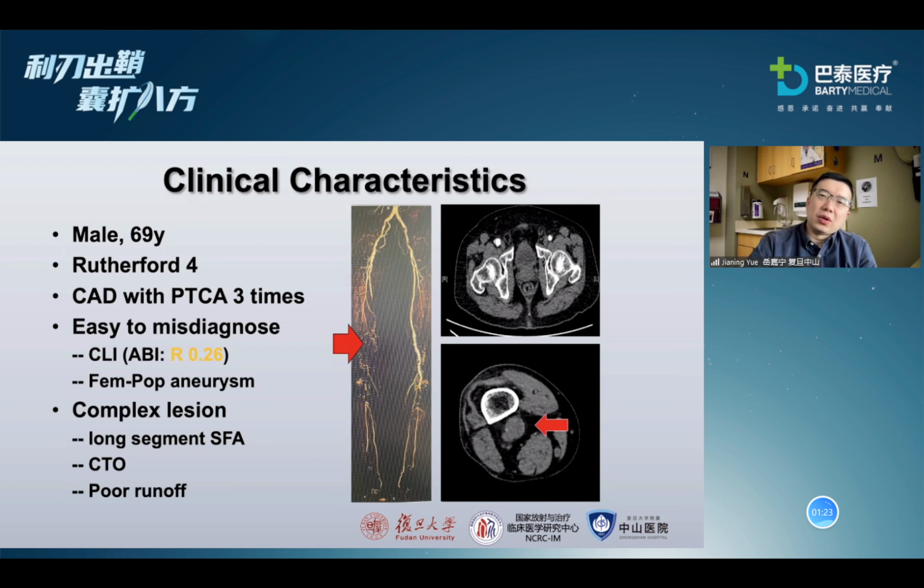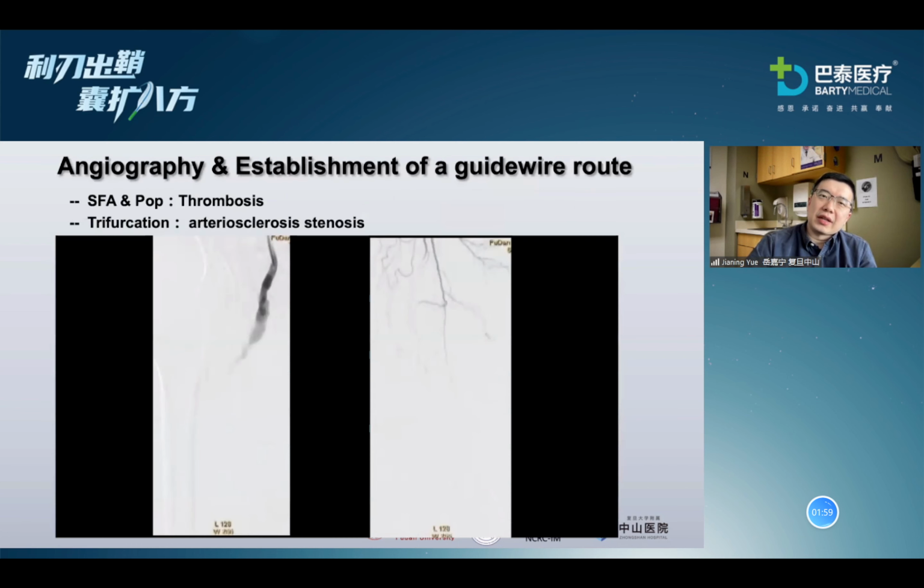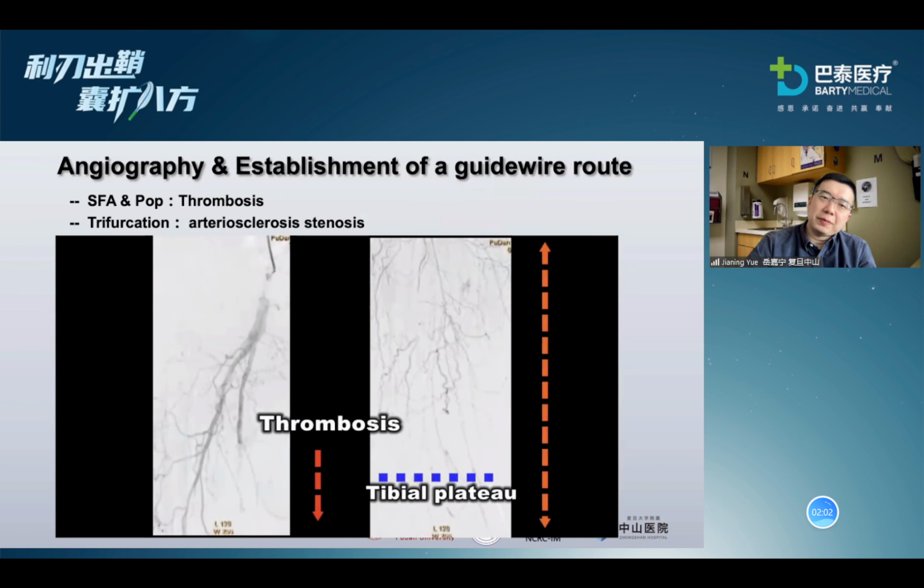And we looked at the cross-section. We found that there's a FemPop aneurysm, not very big, and there's thrombosis. Our judgment is that there's no big aneurysm with thrombus dropping, because it's not acute phase. Also, considering the coronary disease history, we think there's ISO and also the distal end is not so good. That's why there's a secondary aneurysm. So it's a very complicated case.